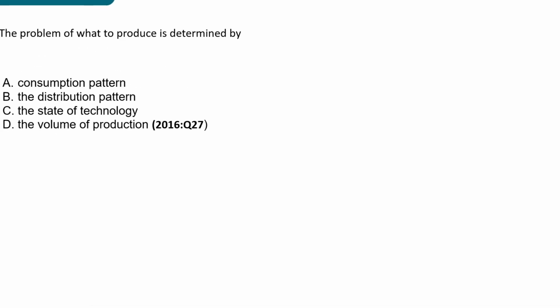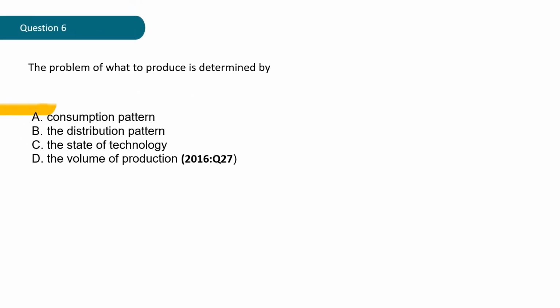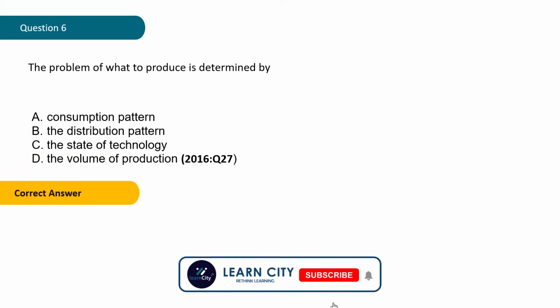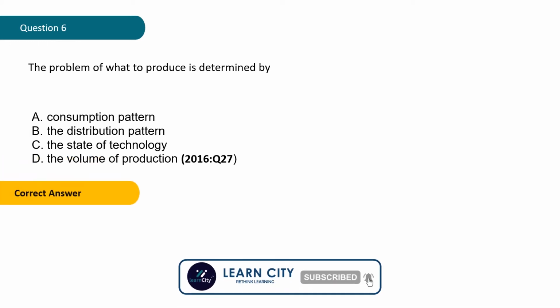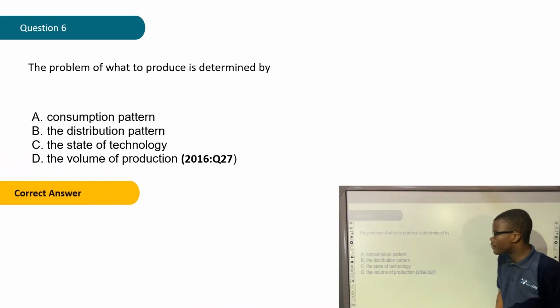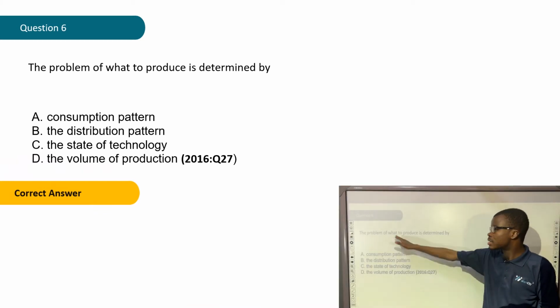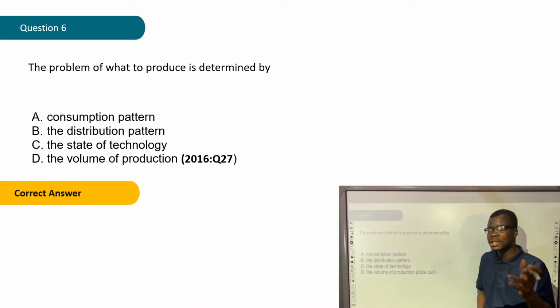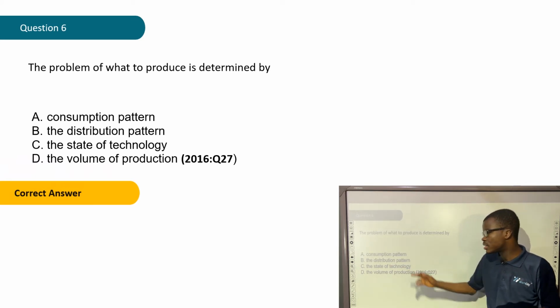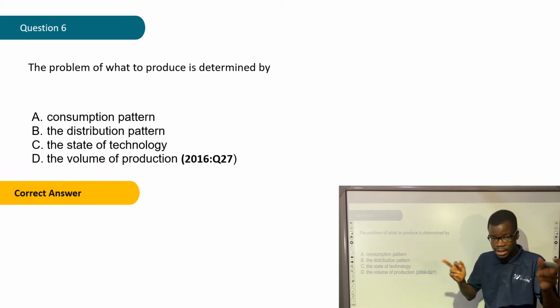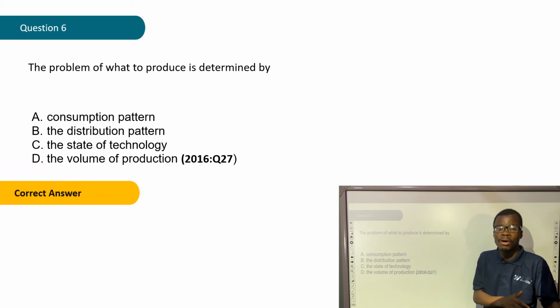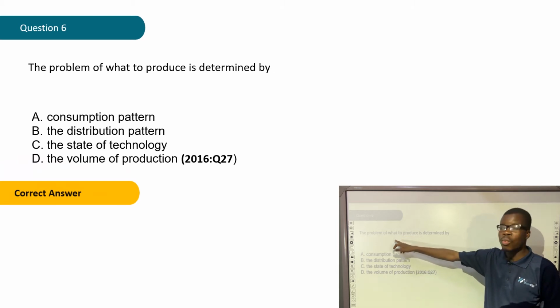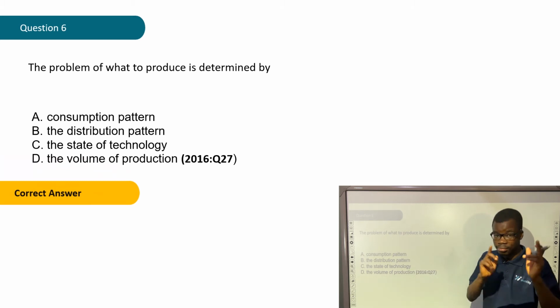Question number 6. The question says, the problem of what to produce is determined by dash. The options we have here say that the problem of what to produce is determined by A, consumption pattern, B, distribution pattern, C, the state of technology, D, the volume of production. Which of these actually determines what to produce?